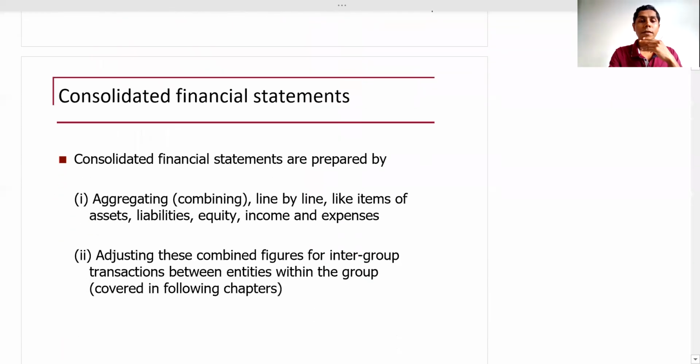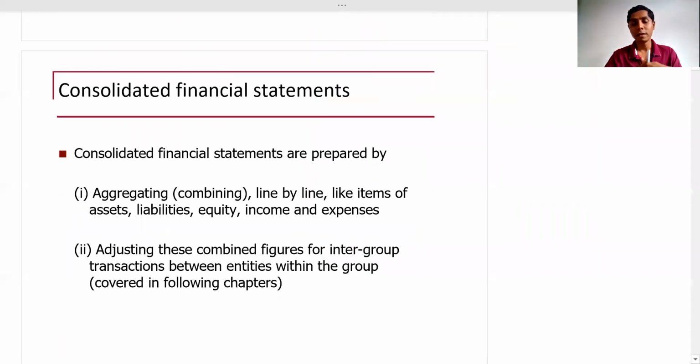Then what we do, we aggregate or combine line by line items of assets, liabilities, equity, income and expenses. And then we need to adjust. That is the most difficult part.